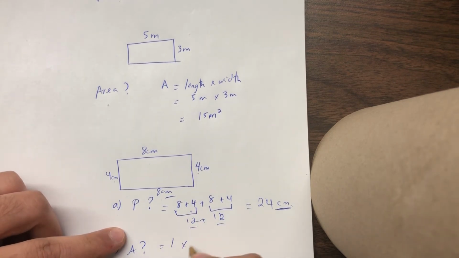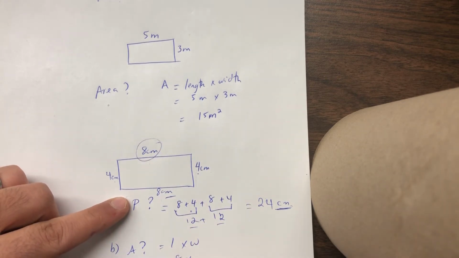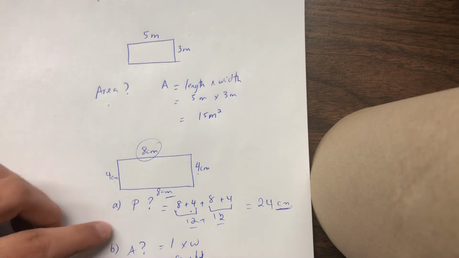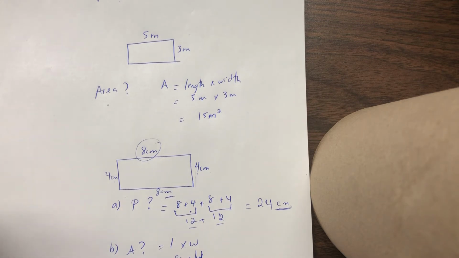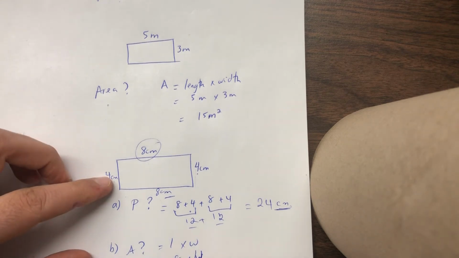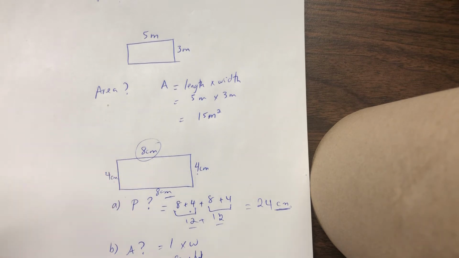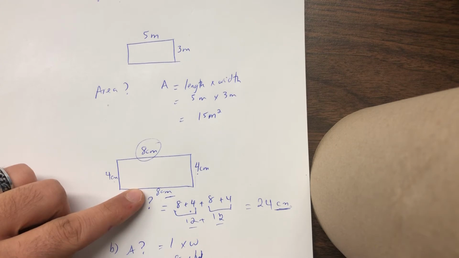Area equals length times width. Length equals 8. Width equals 4. So 8 times 4 equals, if you want to break it down, you could do 8 times 2, which equals 16, and then multiply that by 2, which equals 32. Or if you know the answer directly for 8 times 4, which is 32, you could just say 32 centimeters squared.